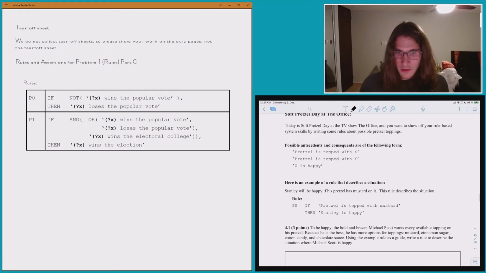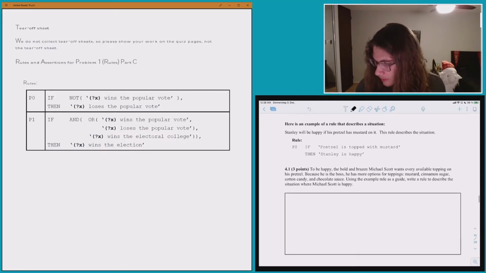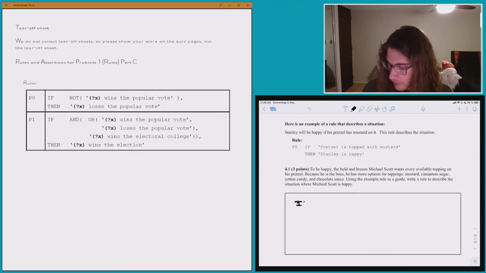Okay. So we are asked to write a rule, in this case for Michael Scott, in which he is essentially ordered all of the pretzel toppings, or if Michael Scott has all the pretzel toppings, then he is happy. And I think that's a fairly straightforward thing to do. If you want a heart attack, that is.